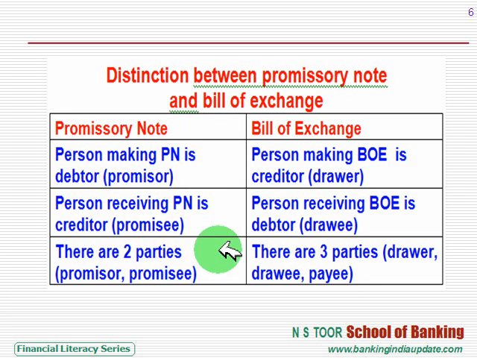There are two parties in a promissory note, promisor and promisee. There are three parties in a bill of exchange called drawer, drawee and payee.